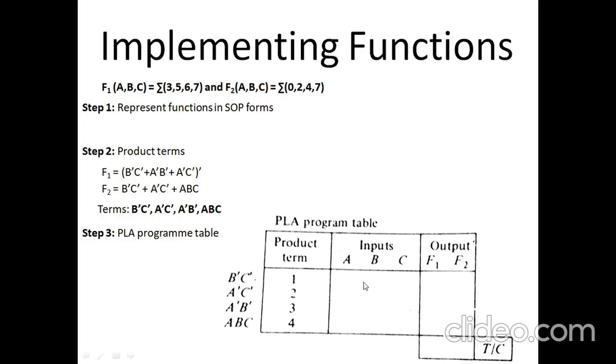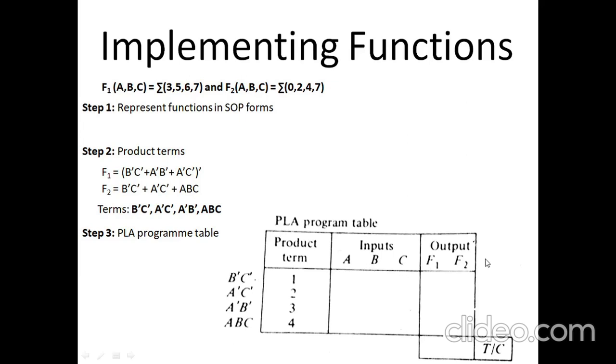I repeat, in the inputs column, beneath these variables, write 0, 1, or dash. Write 0 if the variable is in the complemented form in that product term. Write 1 if it is in the normal form. Write dash if it doesn't exist there. So A doesn't exist there, so we have to write dash here. B is in the complemented form, 0, C is in the complemented form, 0.